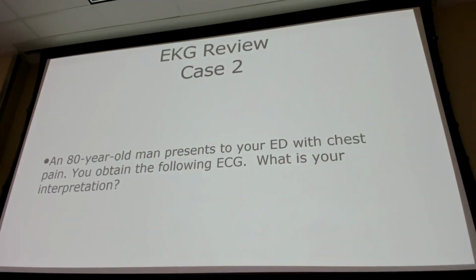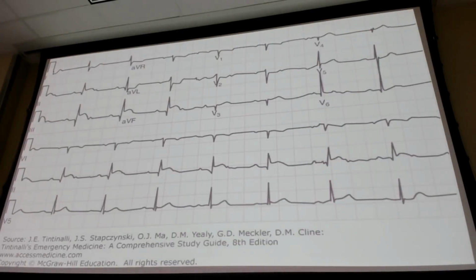All right. The next one, you have an 80-year-old man who presents to the ED with chest pain. You obtain the following EKG. What is your interpretation? What's this one? Anterior? Lateral? Yeah, inferior again, right? Good. And do we see reciprocal changes here? Yes, you do. We see reciprocal changes, most prominently in I and aVL.